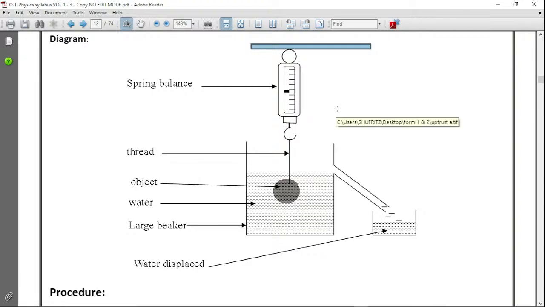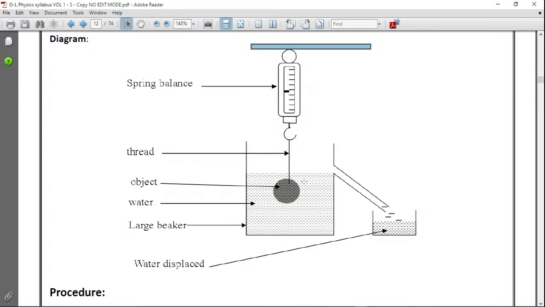Okay. Then now, but before this stage, because I'm still coming to procedure, as you can see, the first thing that is to be done here is you have this Eureka can. Eureka cans are beakers that have mouths pointing out so that water can come out. So you have this large beaker with this Eureka, then you have the water that is displayed, and then you have a small beaker.